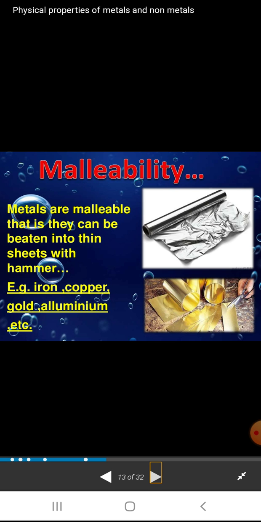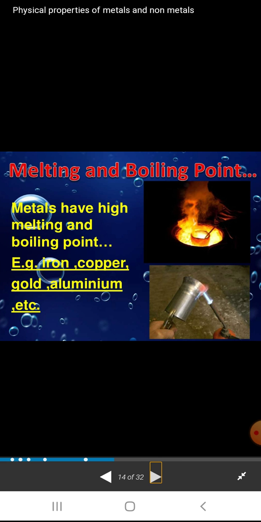Malleability. Metals are malleable. That is, they can be beaten into thin sheets with hammer or any other instrument. Example, iron, copper, gold, aluminium and etc. Melting and boiling point. Metals have high melting and boiling point. For example, iron, copper, gold, aluminium and etc.